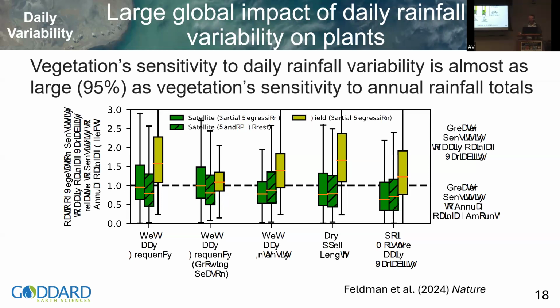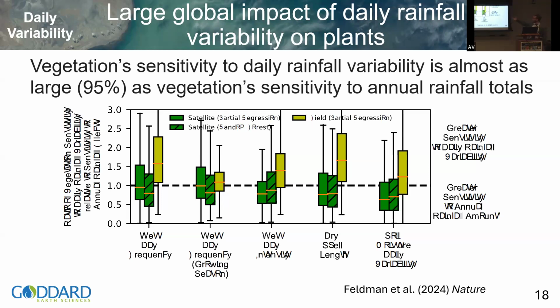matter that much. The fact that it's close to 1 means that the sensitivity of vegetation to the total amount of rainfall is almost the same as the vegetation sensitivity to the daily rainfall amount. You can read that sentence there. Vegetation sensitivity to daily rainfall variability is almost as large as vegetation sensitivity to annual rainfall totals, which was shocking to me. And I still almost don't believe it.